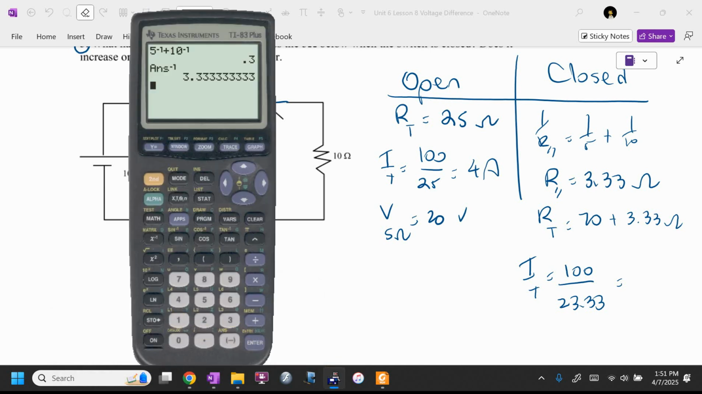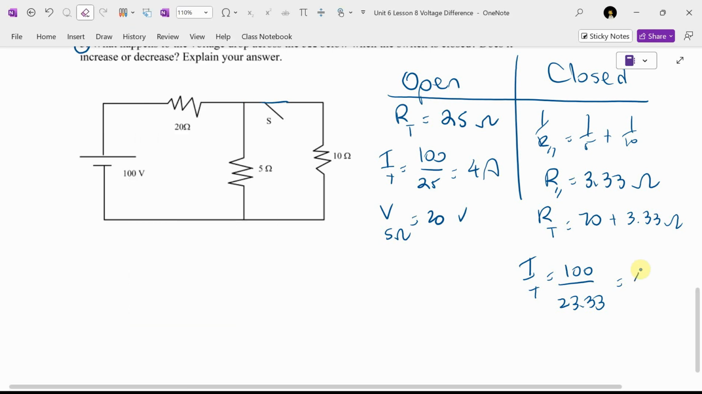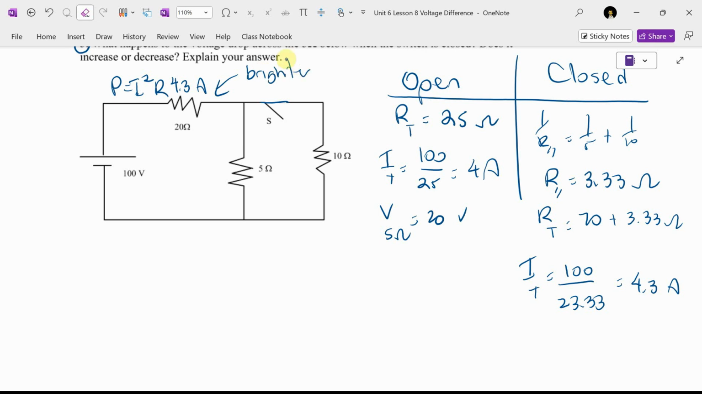Let's even go 3.33 plus the 20, and then we're going to go I total divided by answer button. I'm going to get 4.285. You know what? I'm going to get 4.3 amps. I'm just doing some rough math here. Now, what that means is this is now receiving 4.3 amps because power is I squared R, and R just got bigger. This one is going to be brighter.